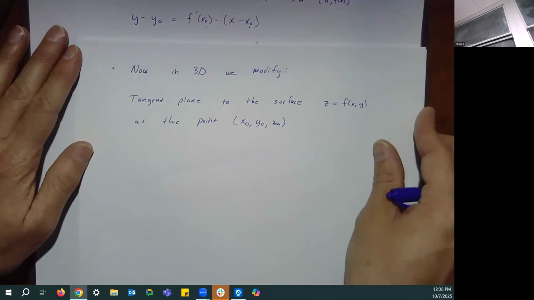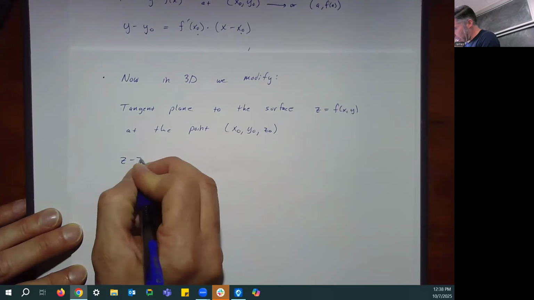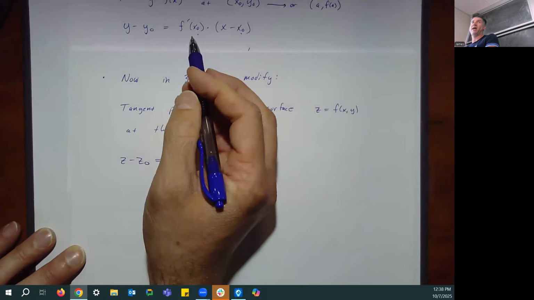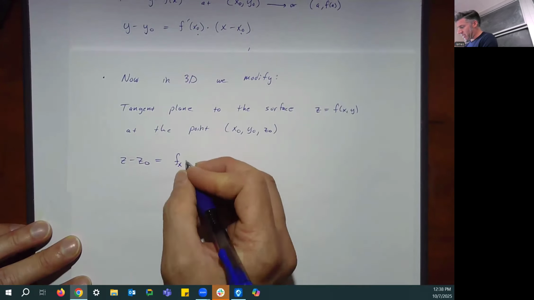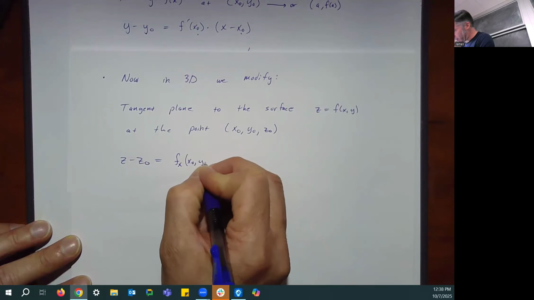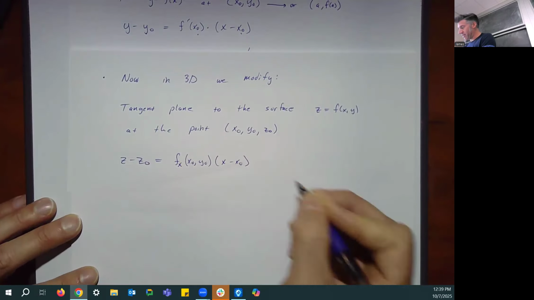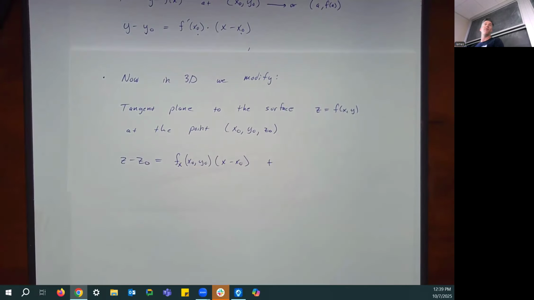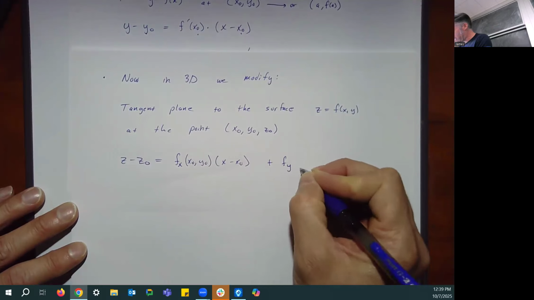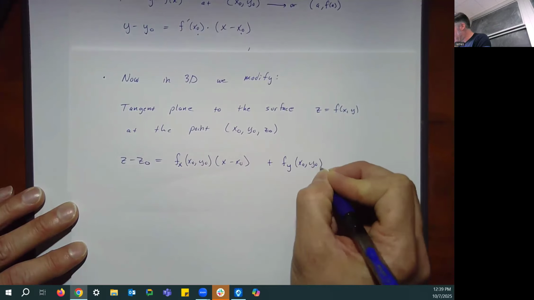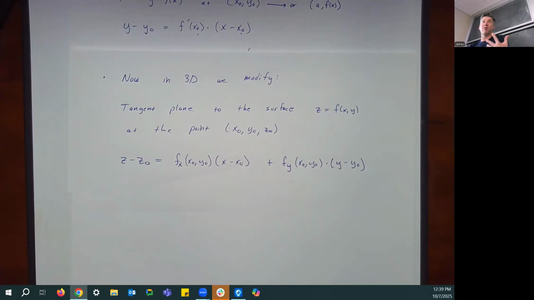This y minus y naught equals f prime times x minus x naught. And we do the same sort of thing. It's going to be z minus z naught equal to, instead of just f prime, the partial in the x direction. So the partial derivative with respect to x evaluated at x naught comma y naught, because you have to have the slope at the point, times x minus x naught. And then we're just going to do the same exact thing, but for y instead of for x. So the second part here, which we're kind of adding on, is the partial with respect to y evaluated at x naught comma y naught times y minus y naught. Practically the same equation.